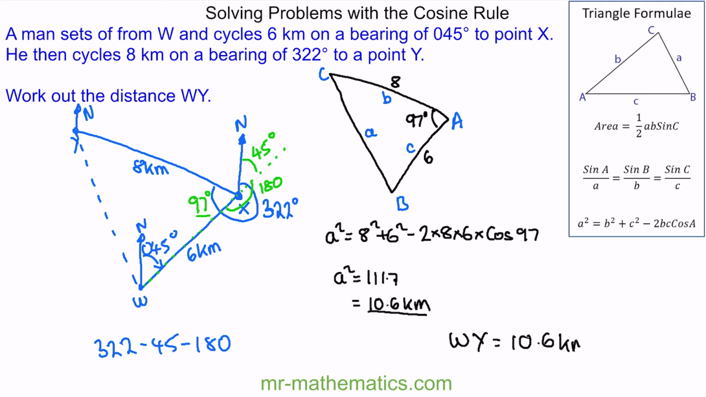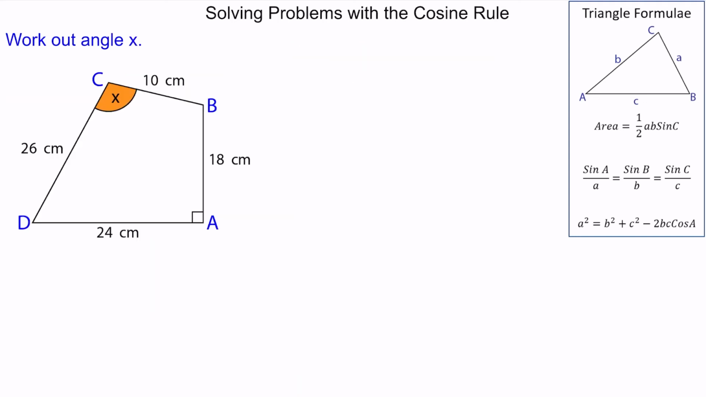Okay, let's try one more question. So in this question, we've been given a quadrilateral, and we've been asked to work out X. But the cosine rule works with triangles, so we need to separate this quadrilateral into two triangles. And one way I can do this is by drawing the line B to D. So now to work out this angle, I need to know this length. But this length is the hypotenuse in this right angle triangle. So I can use Pythagoras' theorem to work out the hypotenuse.